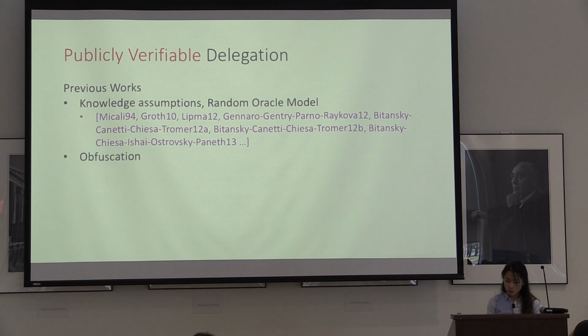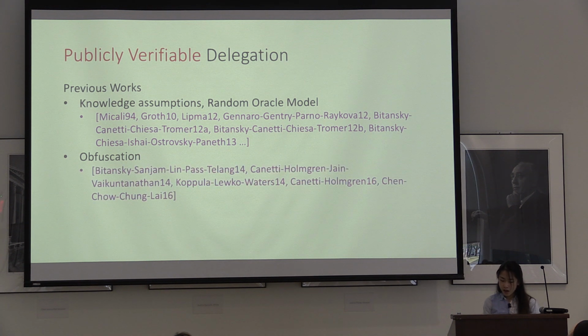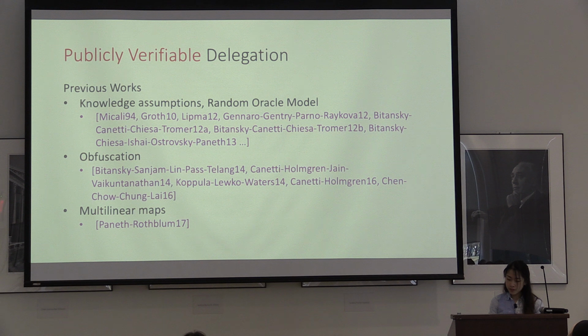Now, works have also constructed publicly verifiable delegation from obfuscation, and there's been a lot of recent work in this area. But the assumptions are generally of exponential size and they're not well understood yet. And then lastly, we have publicly verifiable delegation based on multilinear maps. But unfortunately, we don't have any candidates which are sufficient for the particular scheme of Paneth and Rothblum.